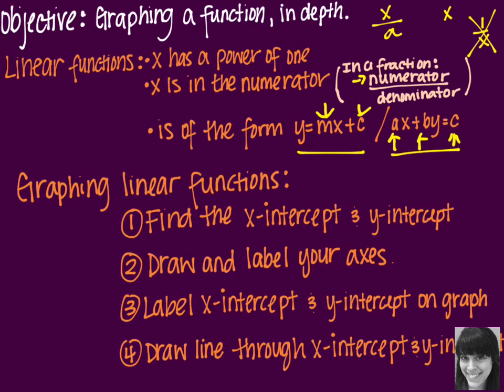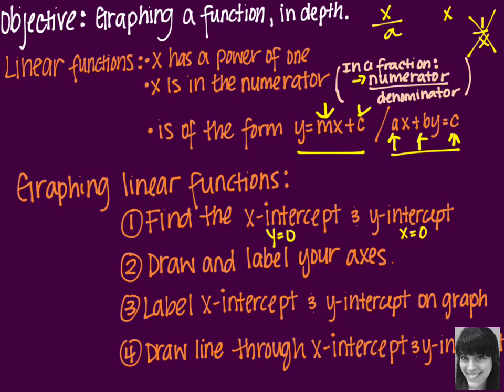The very first thing you're going to do is find the x and y intercept. For the x-intercept, y equals 0. For the y-intercept, x equals 0. Okay? Now, after you find the x and y-intercept, you draw and label your axes. So you're going to make this graph right here. Okay?